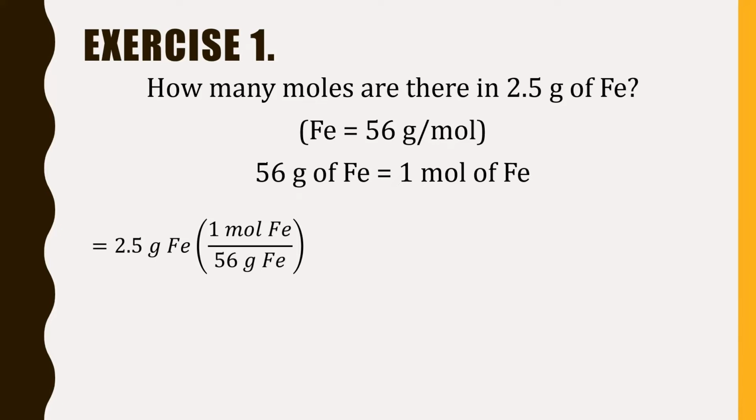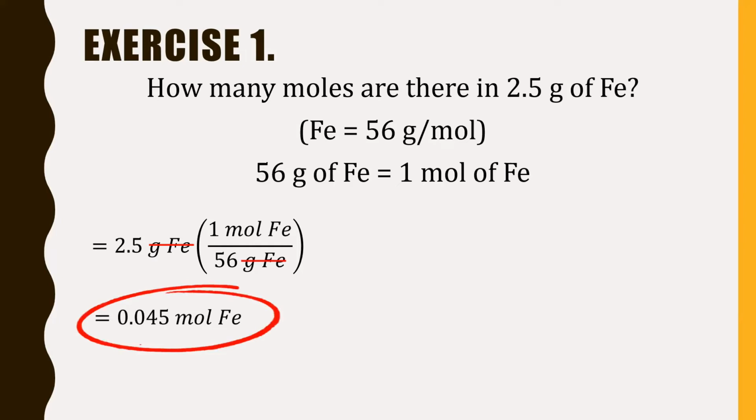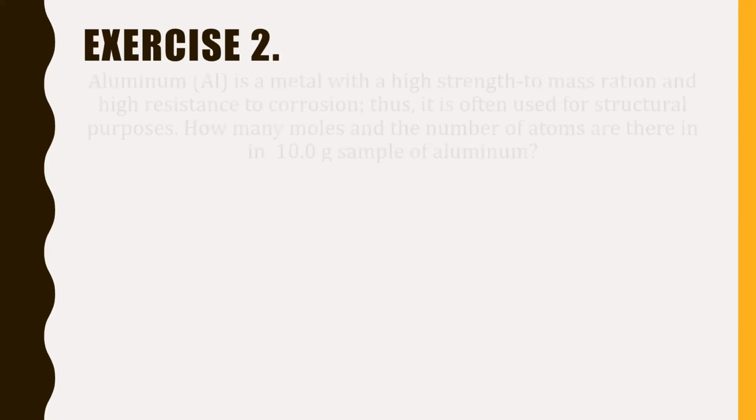So, ang given ay 2.5 grams of iron. So, divide lang natin yon with its atomic weight of 56 grams. Kakancel out yun, grams Fe, then sa baba, then matitirang unit will be mole. 2.5 divided by 56, that would mean you have 0.045 mole of Fe. Nakuha. Yan. Very good. Next example tayo.